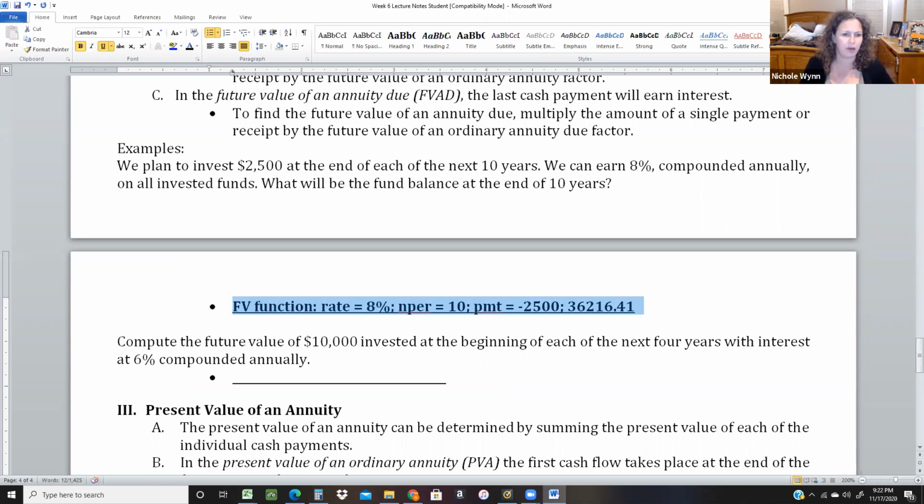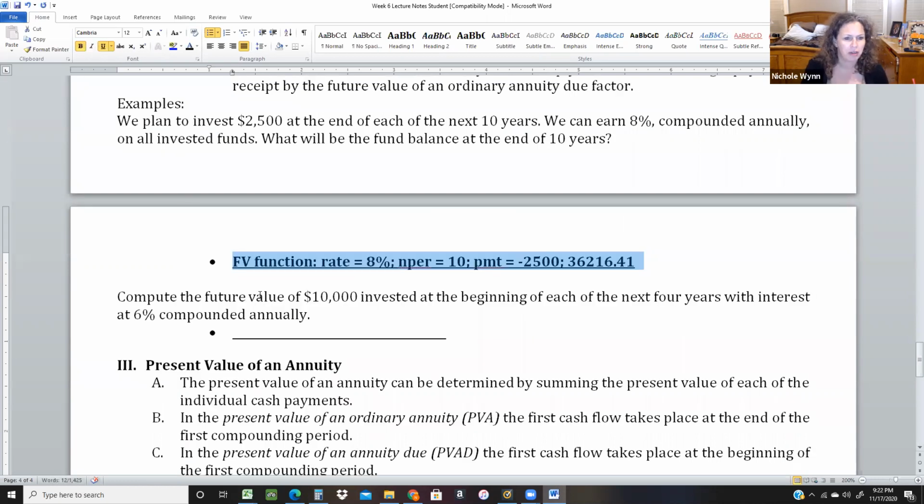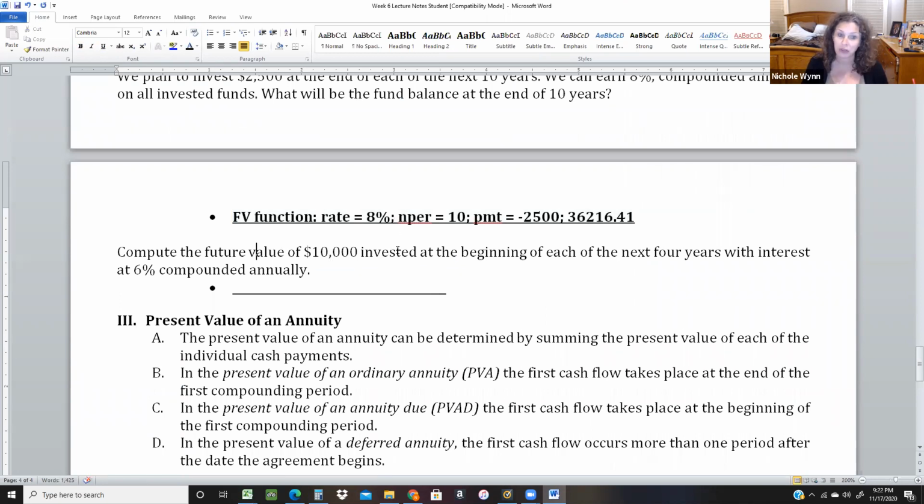All right. The next thing I want to do is compute the future value of 10,000 invested at the beginning of each of the next 4 years with interest at 6% annually. So again, I'm going to use the future value function. My rate this time is 6%. My NPER is 4 years. And my payment is negative 10,000.